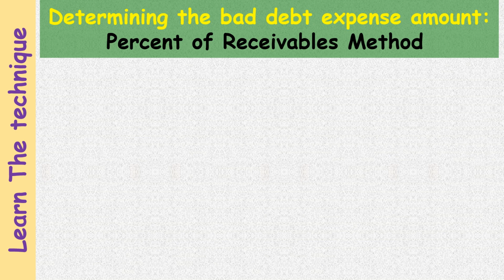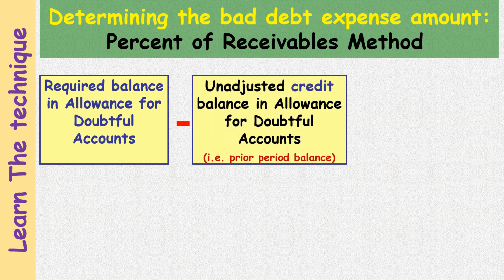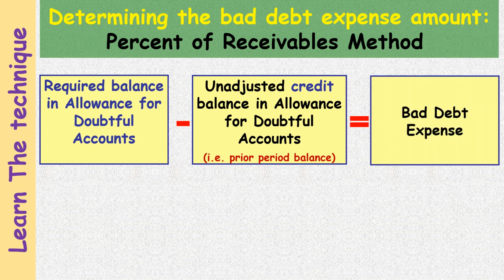Okay, so here's how we do that. The first thing is that we need to calculate the amount of bad debt expense using the method that we just discussed, and minus from this amount any unadjusted credit balance in the allowance for doubtful account. In other words, any previous amount that we have in the allowance account, from any previous bad debt expense that we recorded earlier. And that will give us the bad debt expense for the current period.